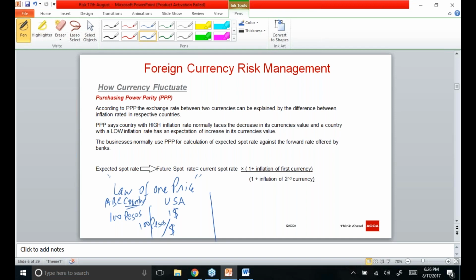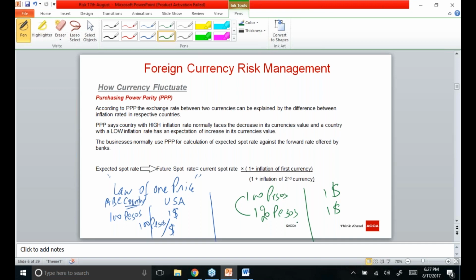But we know from the basics that these prices, like 100 pesos and $1, will change because the increase in commodity prices is called inflation. So there will be inflation in ABC country. Let's suppose there's 20% inflation. So now that commodity has a price of 120 pesos, but in the USA it has a price of $1. But this principle will still hold. That is the law of one price. But obviously prices have changed.